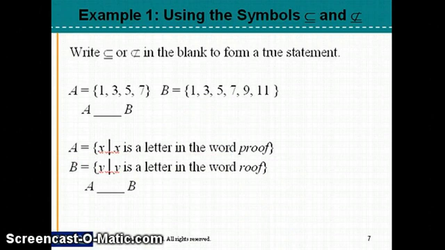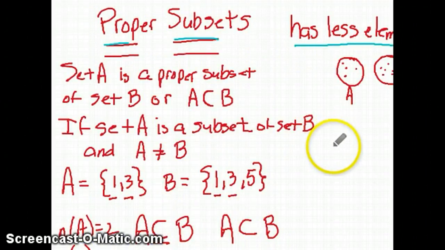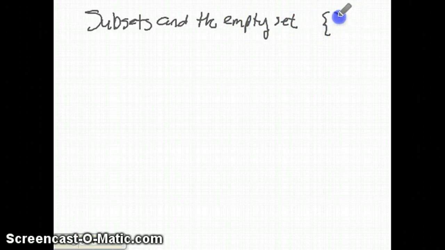Okay, so just a little quick review. We talked about subsets. A is a subset of B. And then here we talked about proper subsets. And remember, has less is the key. Okay, I want to talk about subsets and the empty set. Now remember, the empty set has this symbol, or you could say that.